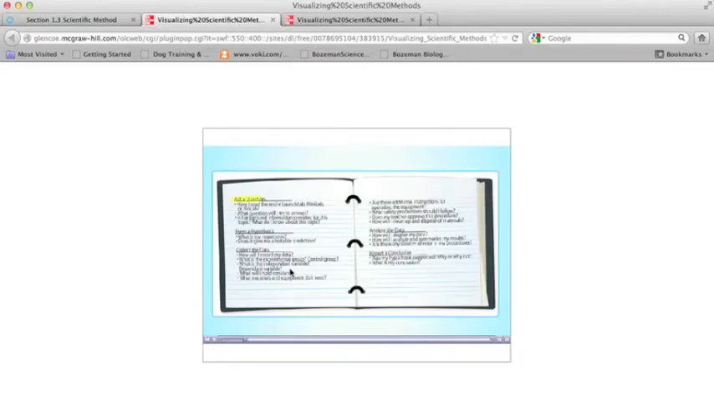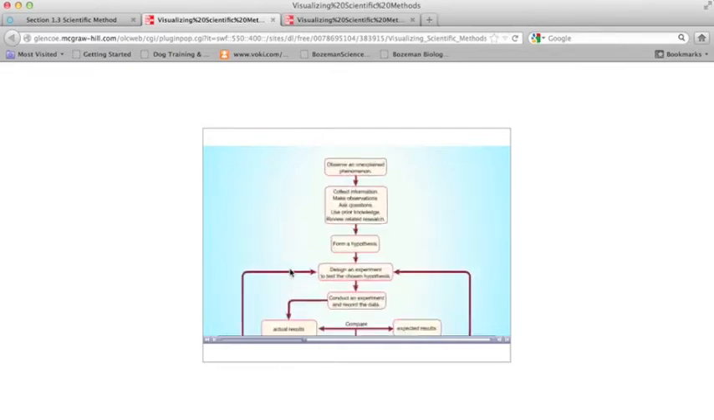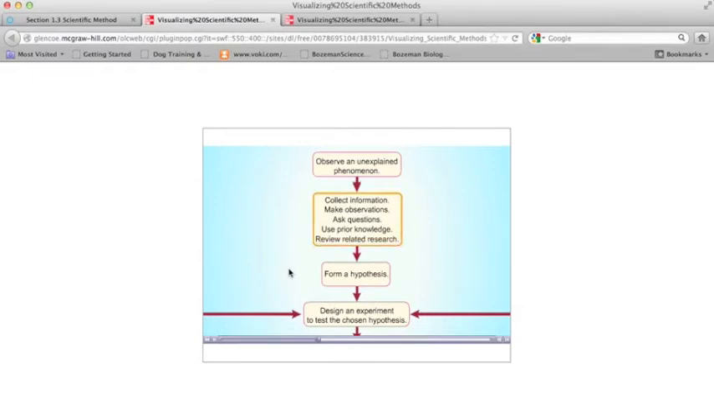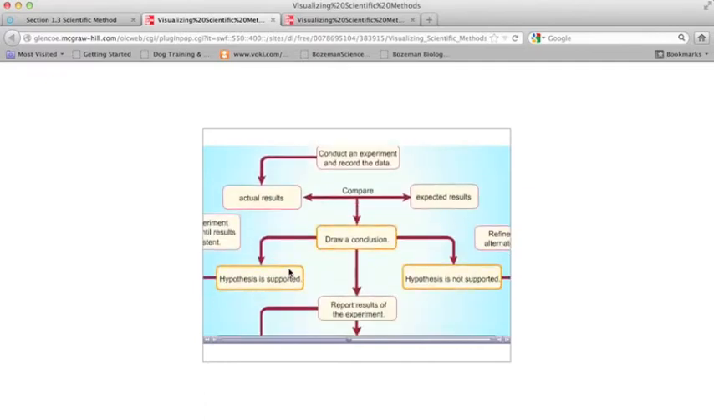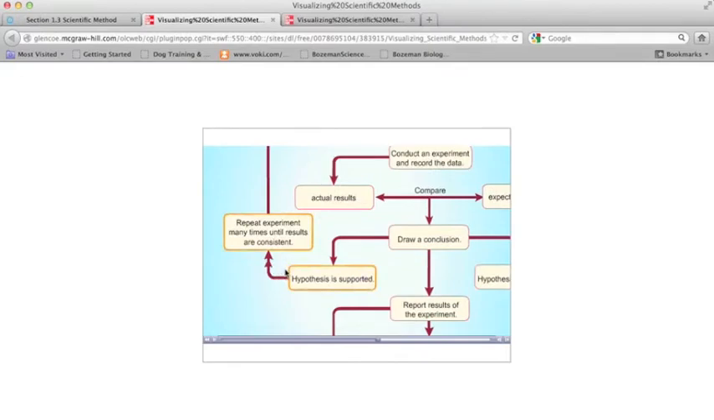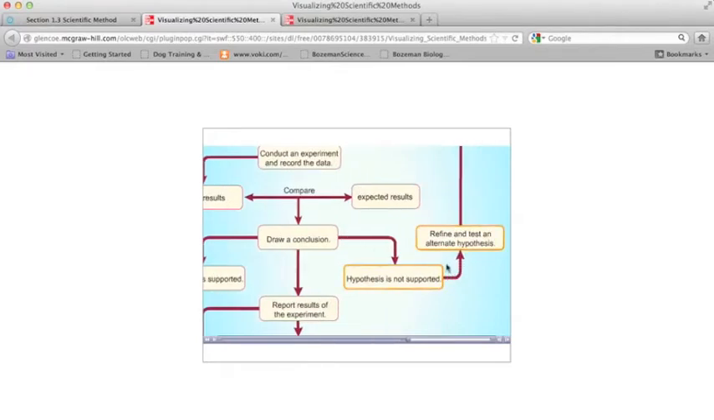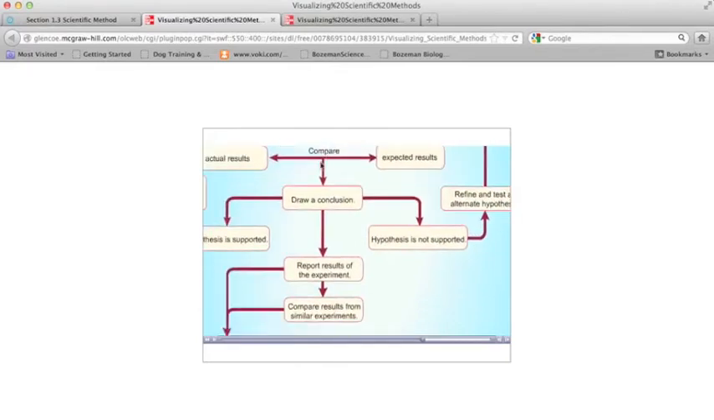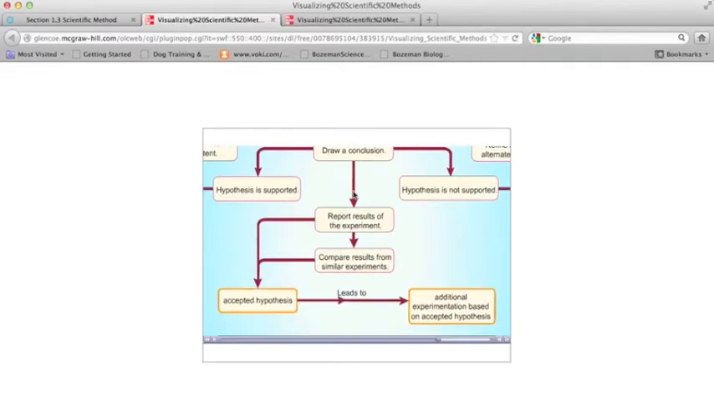The way scientists answer questions is through an organized series of events called scientific methods. There are no wrong answers to questions, only answers that provide scientists with more information about those questions. Scientists form hypotheses based on questions, observations, and collected information. When drawing a conclusion, the hypothesis will be supported or not supported. This is where it's not a linear process. Repeat the experiment many times until results are consistent. If the hypothesis is not supported, refine it and form an alternate hypothesis. When the hypothesis has been accepted, it leads to additional experimentation based on the accepted hypothesis.